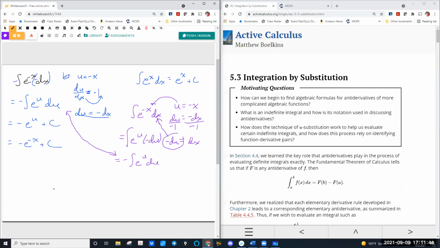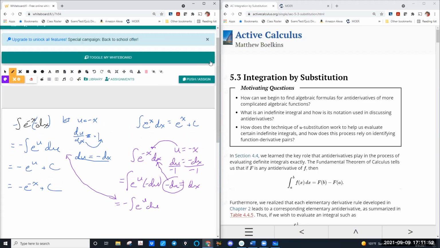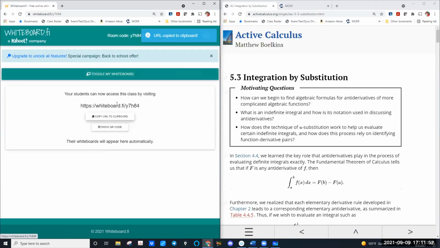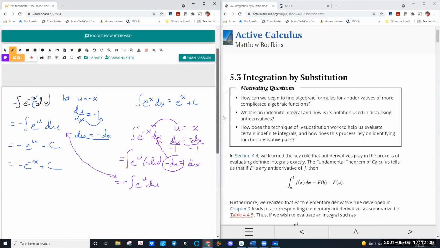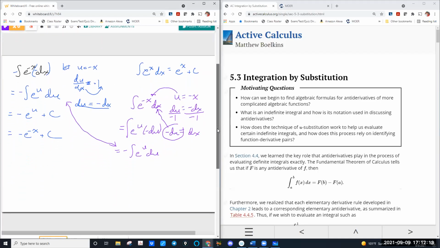Okay. Questions about that? I'm going to put the link to this whiteboard in chat so that you have it. So that's the link to these whiteboards that I'm using. I'll be able to push these out to you when you guys are working on problems.